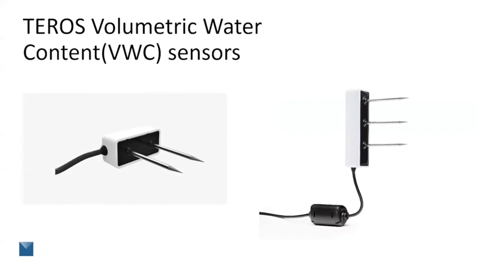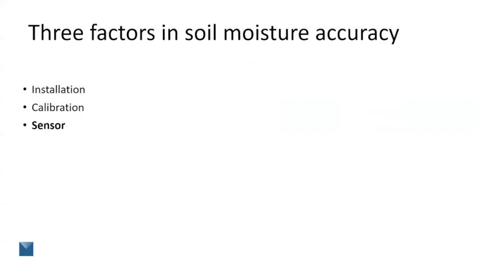determining if the sensor is meeting its specifications. And then if it is, what else could be happening in this data set? And there are three main factors in soil moisture accuracy for sensors. There's the installation, the calibration, and the sensor performance itself. So I'm going to focus on how to evaluate the sensor performance today.